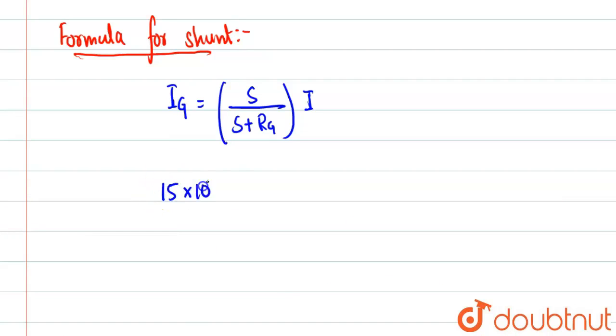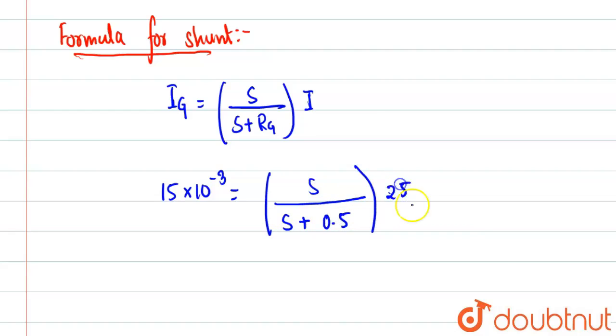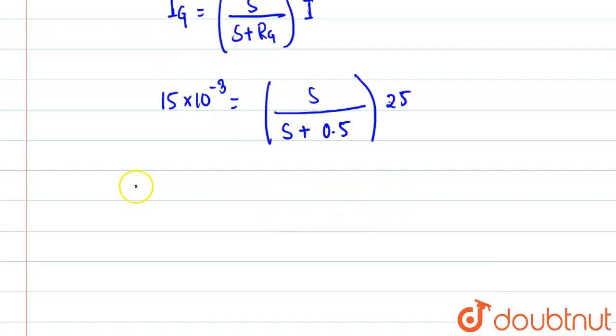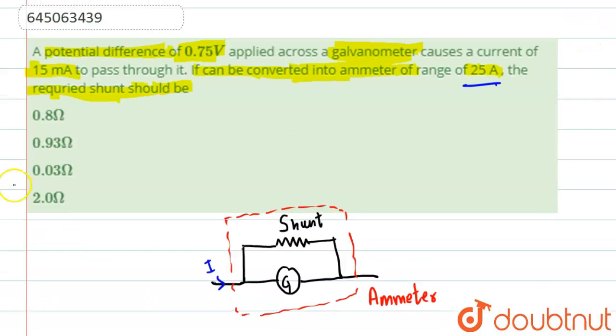So 15 × 10^-3 is equal to S / (S + 0.5) × 25, where S is the shunt resistance we need to find, Rg is 0.5 and I is 25 ampere. On calculating this whole equation, S comes out to be 0.03 ohm. So the value of shunt is 0.03 ohm, and our answer will be option C, which is 0.03 ohm.